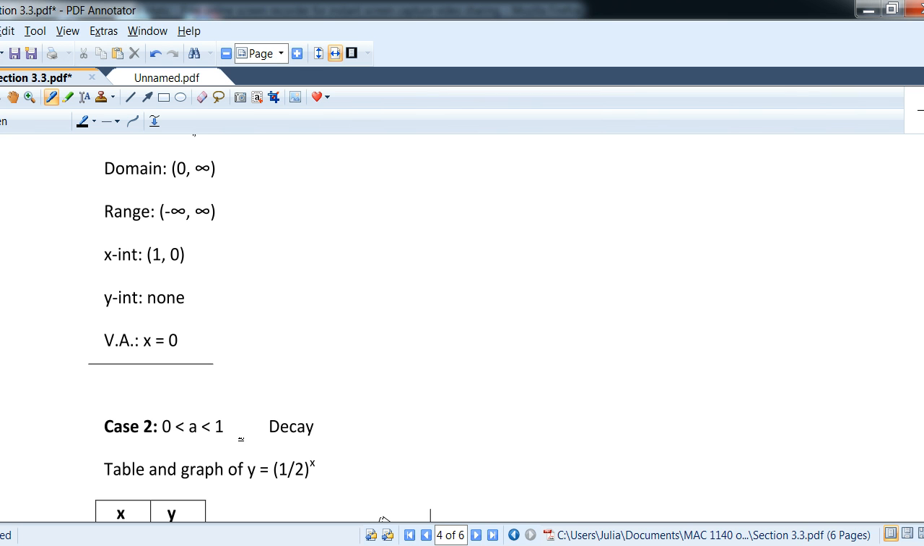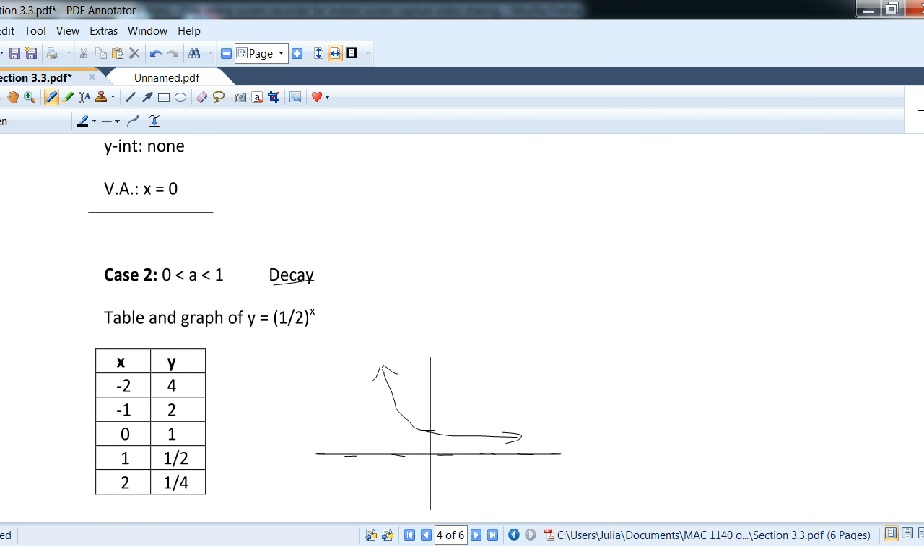What about the bases that are between 0 and 1, which is the decay situation? If we recall the graph of (1/2) to the power of x, which looks like this, it's a decreasing function.